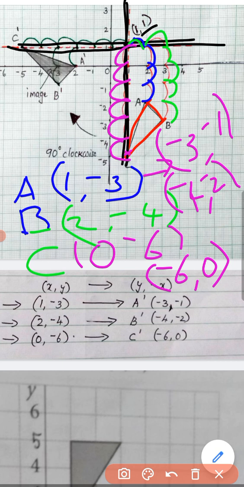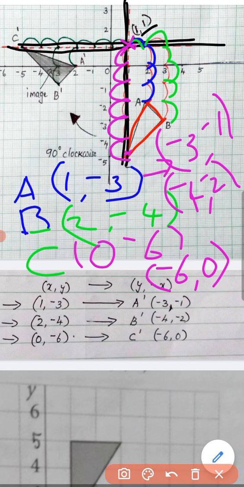These are the coordinates according to the rule: -3, -1; -4, -2; -6, 0. Now we have to plot the points. But children, when you are plotting these points, you should take the distance from this point, that is 1, 1.